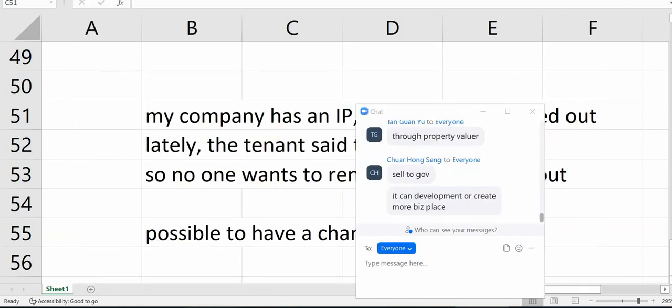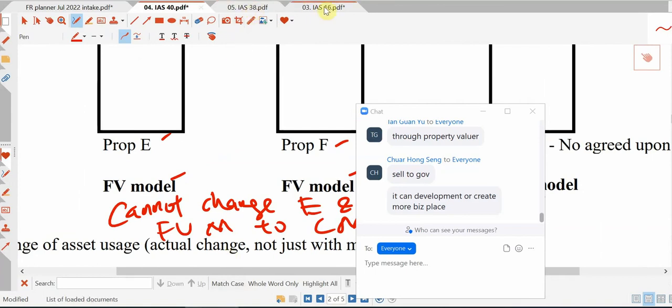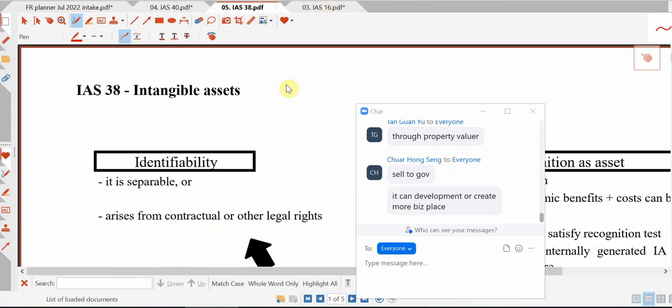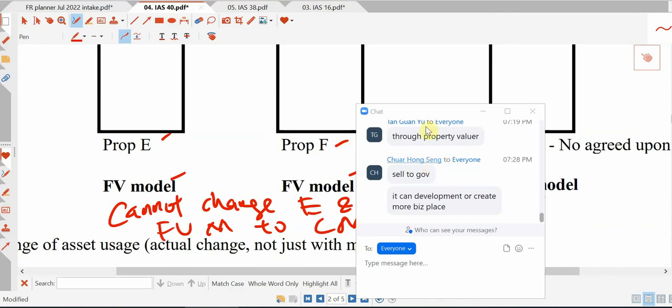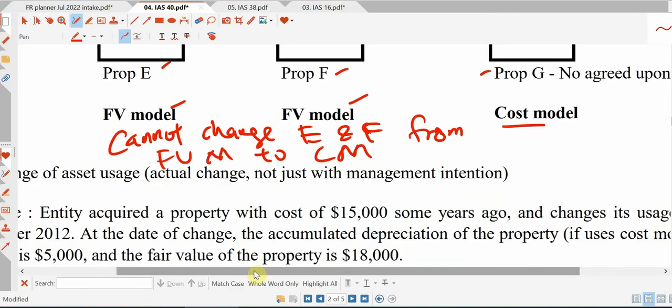Hang on, I didn't share my screen just now. Okay, this one, intangible asset. So we can look at the ghost matter also because it's intangible, right? Okay, coming back here. So you get the idea already, class.